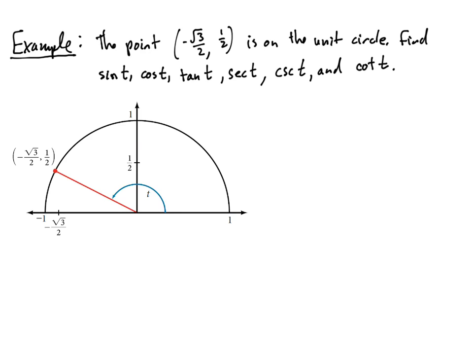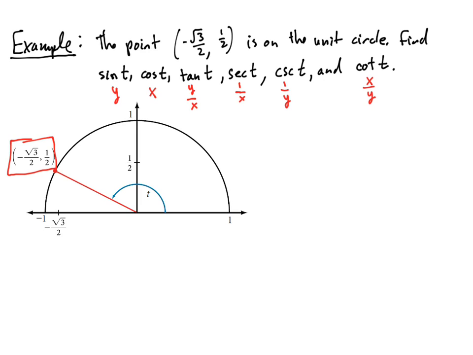All that this is saying is what are the trig function values? Well, we really just base it off of these coordinates here. So sine corresponds to the y-coordinate, cosine corresponds to the x-coordinate, tangent is y over x, secant is the reciprocal of cosine, so 1 over x, cosecant is the reciprocal of sine, so 1 over y, cotangent is the reciprocal of tangent, so x over y.